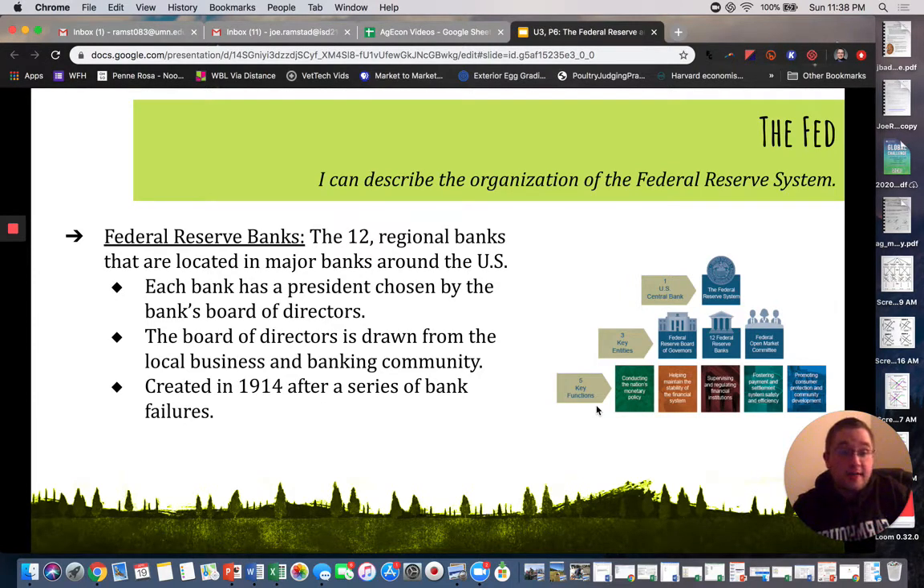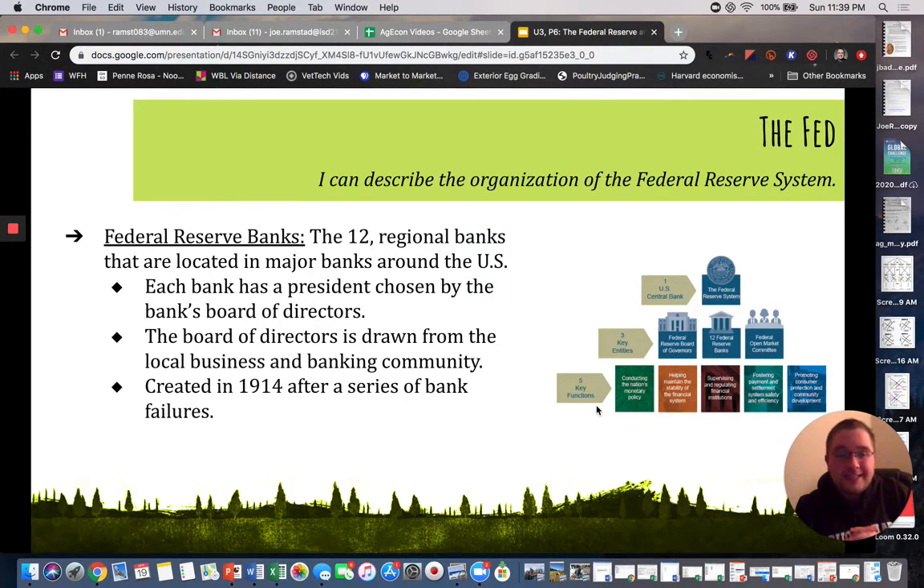So there's one, as a matter of fact, in Minneapolis. I believe there's one in Kansas City. I think there's one in San Francisco, Dallas, Texas. Like all of the major cities have a bank, right? And each of these banks has a president that's chosen by the bank's board of directors. And we'll talk about that in a little bit.